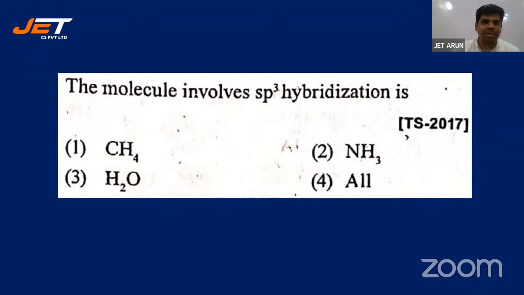Here again, a question on hybridization. The molecule involving sp3 hybridization is. Which of these molecules has got sp3 hybridization? We have just now discussed it. We just now talked about it, and here is the question. This came in 2017.